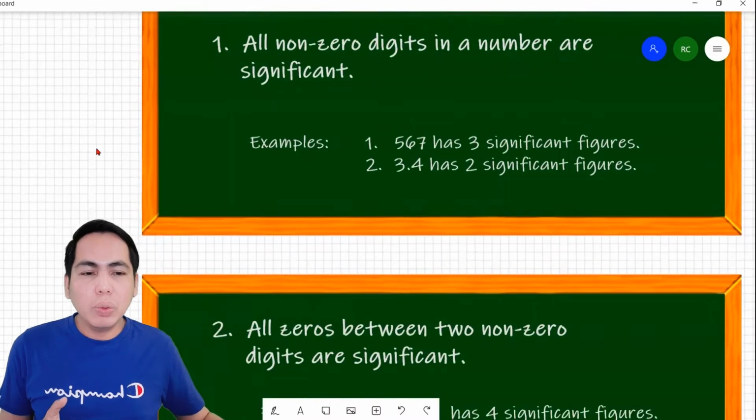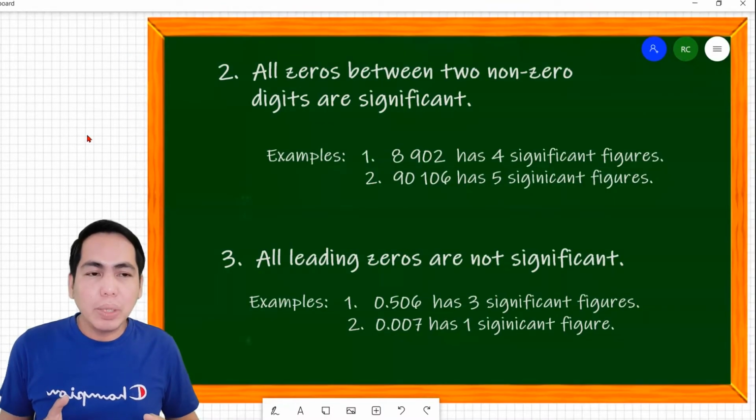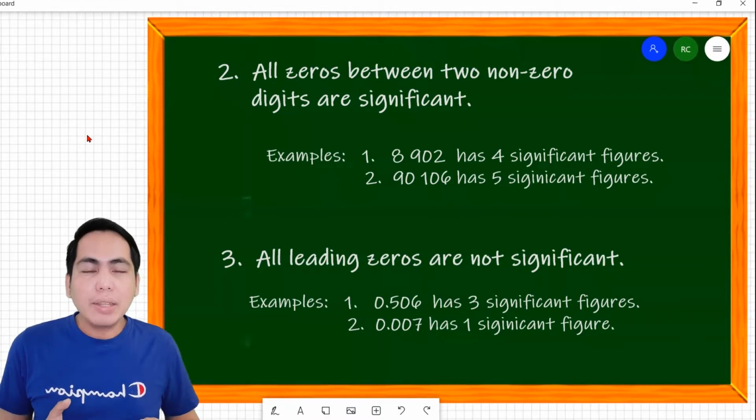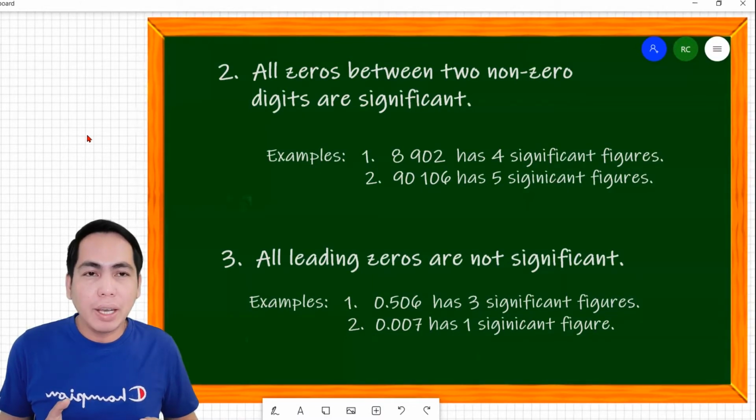Let's have number 2 rule. All zeros between two non-zero digits are significant. For example, 8,902 has 4 significant figures because the 0 is significant because it is found in between the digit 9 and 2, which are non-zero digits.